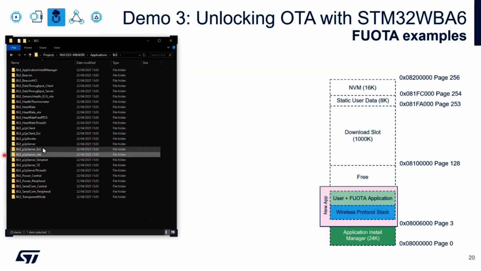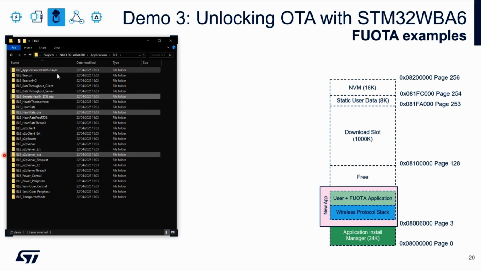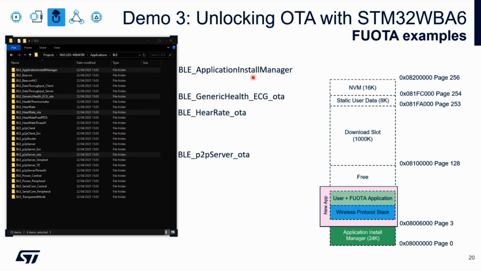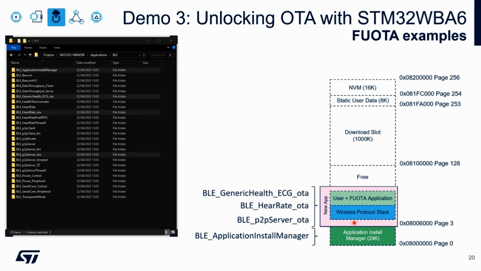This is quite similar to BLE P2P server, but in this one, we already include the OTA services. In the same way, you have also the BLE Heart Rate OTA, a new one called BLE Generic Health ECG OTA, and finally, don't forget that we provide the BLE Application Install Manager. So to sum up, the BLE Application Install Manager you need to install at address 8 million. And for the example, you can choose the one you want. You can install it at address 8,006,000.